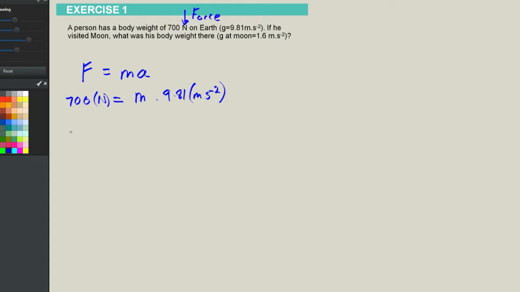When we want to find our answer, we're going to try and get m by itself, which is after we divide both sides by 9.81 meters per second squared. So if we do that, we get 700 newtons over 9.81 meters per second squared, and that is equal to our mass, except it's very hard to see what's happening with the units here. So I'm going to rewrite 1 newton. 1 newton is equal to 1 kilogram meter per second squared.